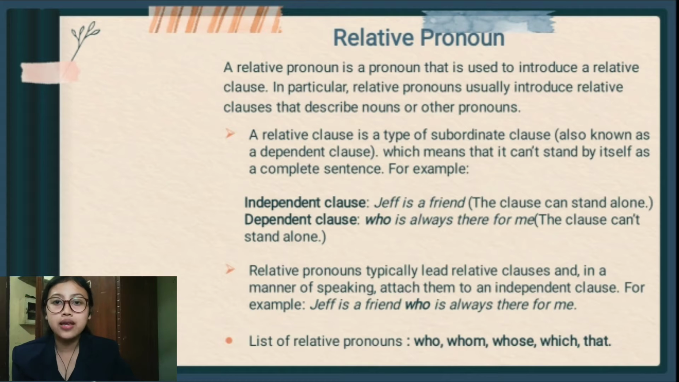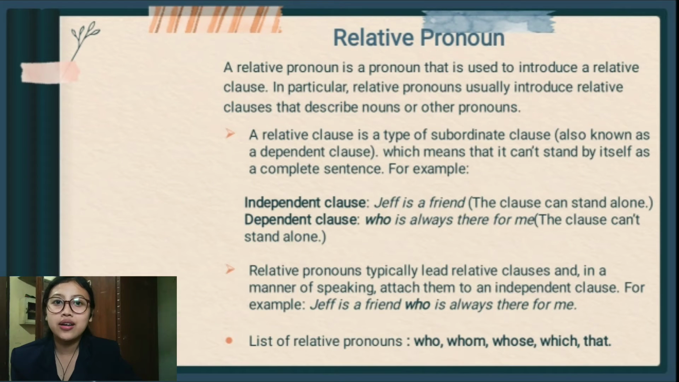Such as, an independent clause has an example like: Jeff is a friend. In this sentence, the clause can stand alone. While a dependent clause has an example like: who is always there for me. In this sentence, the clause cannot stand alone. Well, besides what I explained earlier, relative pronouns also typically lead relative clauses and, in a manner of speaking, attach them to independent clauses. For example, Jeff is a friend who is always there for me. In the sentence, the relative pronoun who introduces the dependent clause that modifies the noun friend.